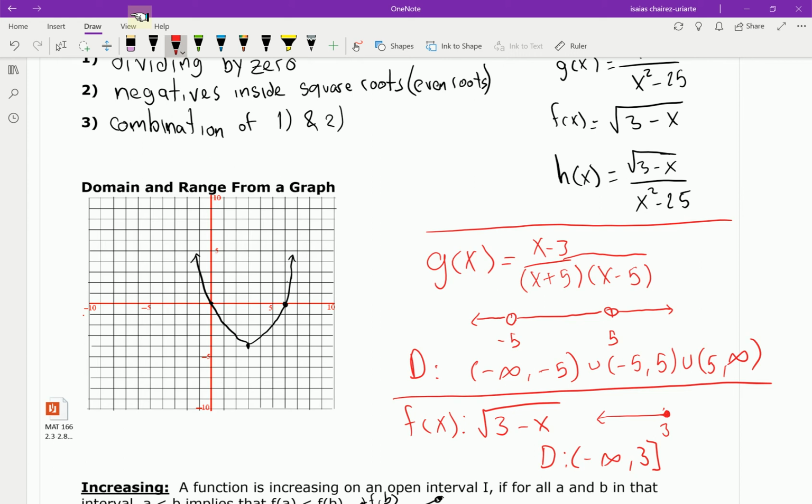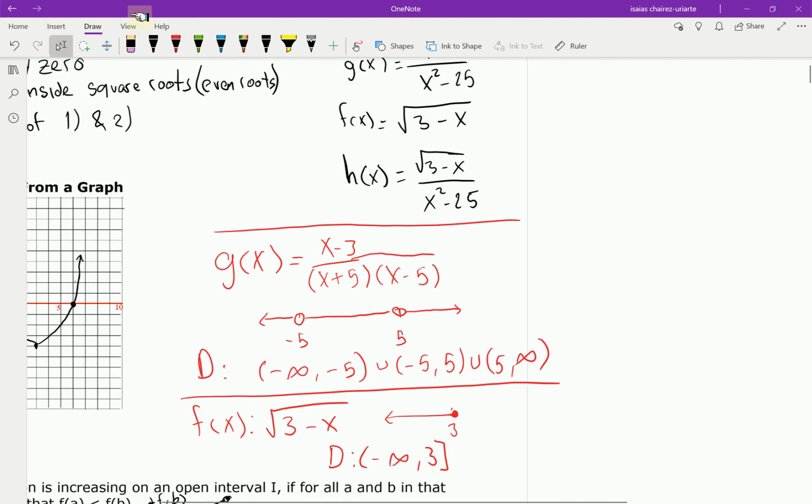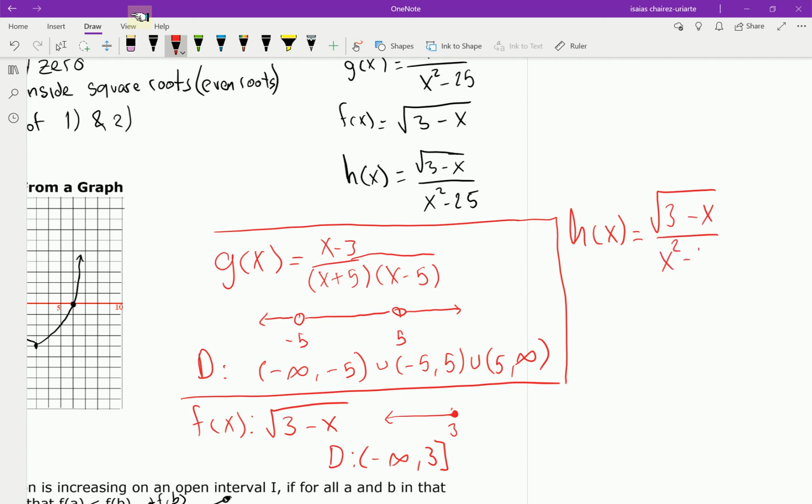Now what's the domain of h of x? So let me go over here. Let me give myself a little bit of room. What would be the domain of h of x? This one's a little bit more complicated. The square root of 3 minus x over x squared minus 25. Because now I have to think about both of these considerations. I do not want to divide by 0, and I do not want negatives inside my even root.